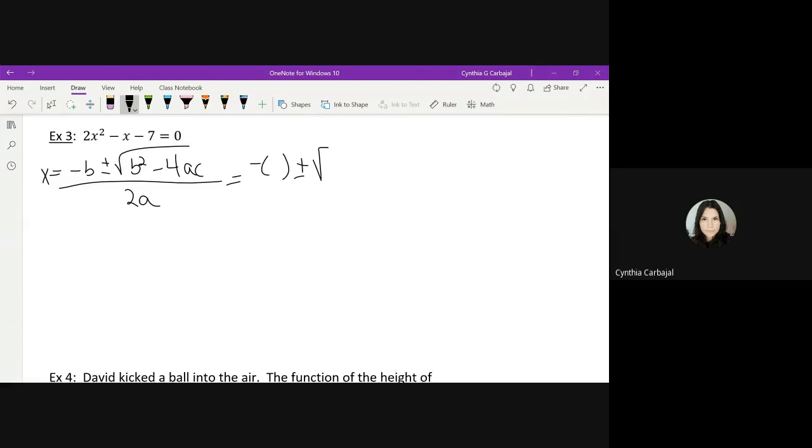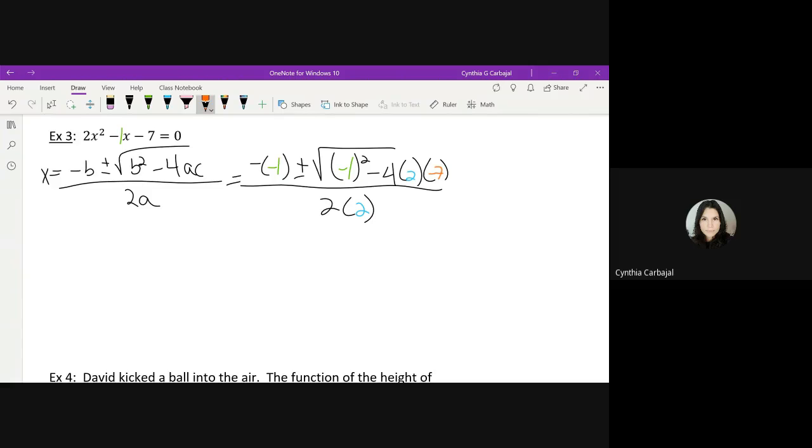Now we're going to substitute inside the parentheses, which is almost the whole thing. Our A here is 2, our B here is -1, and then our C is -7. Okay.